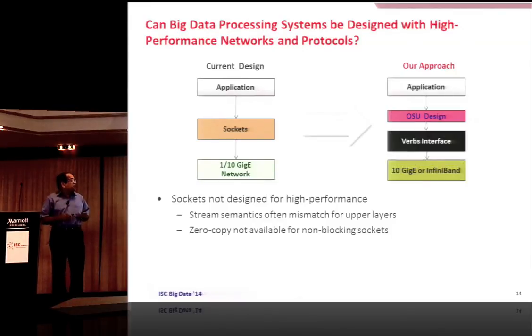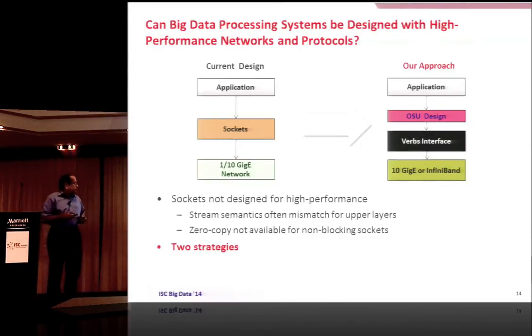So we asked the question: can we take any of these middleware, like Hadoop, and come up with a design so that it runs directly with the Verbs interface? If Hadoop can run over the Verbs interface, then any Hadoop application can directly take advantage of that and deliver performance and scalability. In this context, we have come up with two strategies.